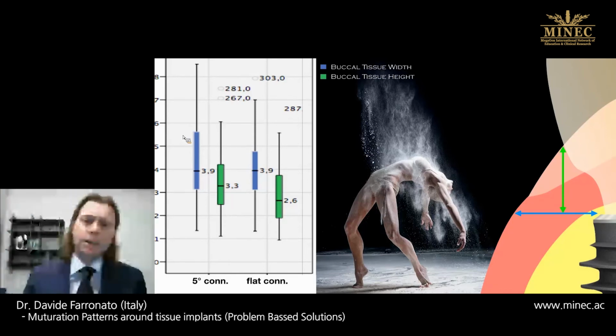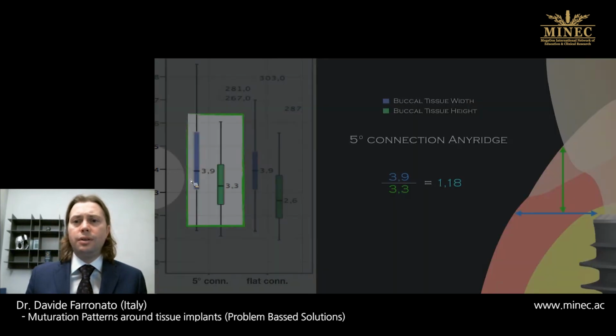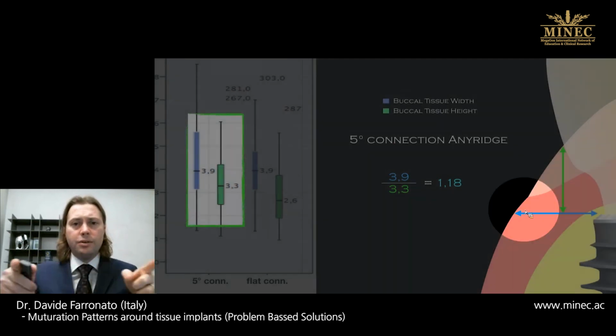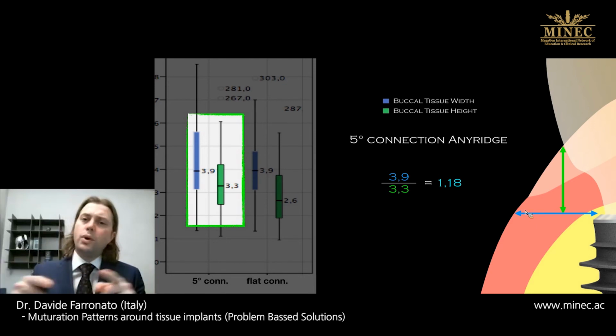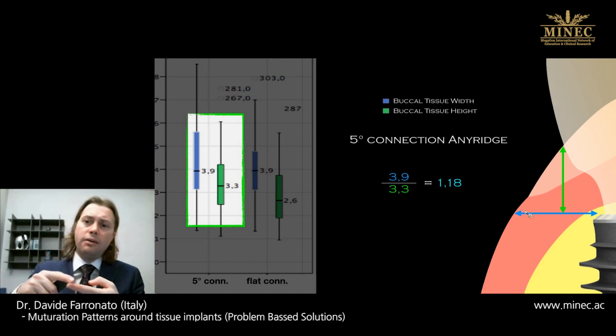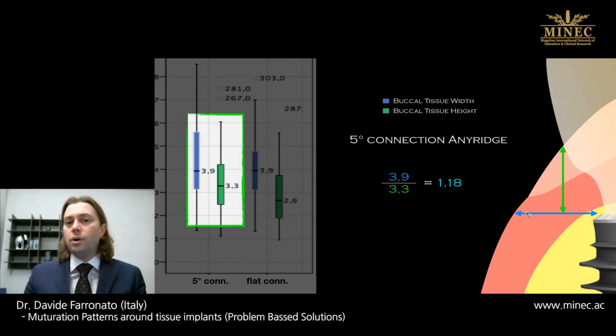Specifically, you can see that there is this group of implants which are represented with a 5 degrees per side connection. In particular, this is any region. And the blue number, 3.9, is the buccal tissue width, so the amount of tissue from a horizontal point of view. And this corresponds to a ratio of almost 1 to 1. So if you have almost 4 millimeters in width, you have 3.5 in height. So this is what this connection can give as a maturation over time.